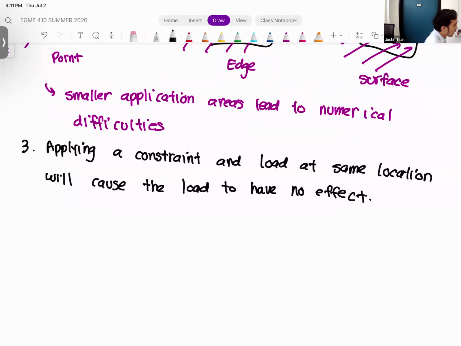So generally, you want to avoid a situation like this. Sometimes you may want to apply multiple loads at the same location because they represent different external effects. That's okay, but you don't want to apply a constraint and a load at the same place.